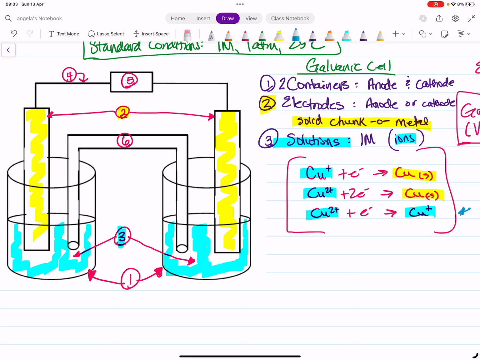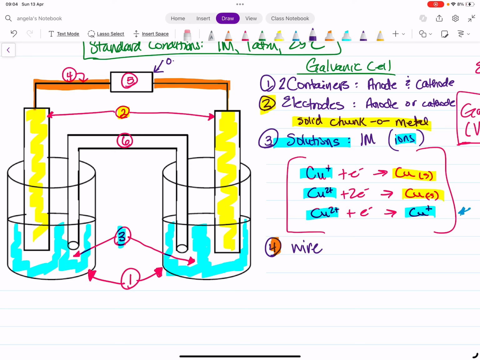All right, so that's parts 1, 2, and 3. So let's go back to part number 4, which is up here at the top. And it's referring to this here. All right, number 4. So number 4 is the wire. So it's just a metal wire that connects the electrodes. And it happens to go through number 5, which we'll talk about what that is in a second. Number 5 is technically optional. You don't have to have number 5. It'll still work the same way with or without number 5.